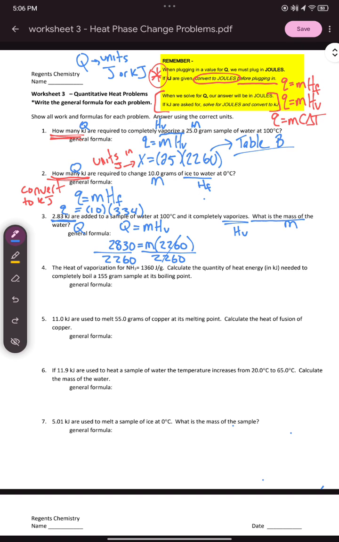All right? So, let's look at the next one. We have heat of vaporization. We already know that's HV, but we'll write it just in case. We'll write it in here just because that's right where the number is.